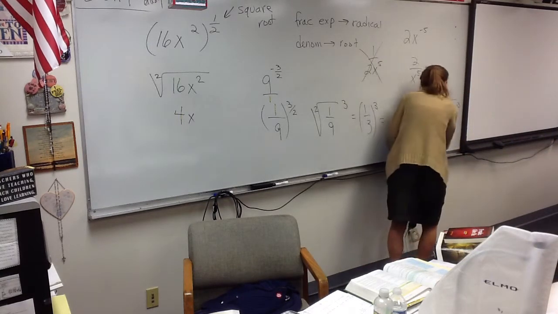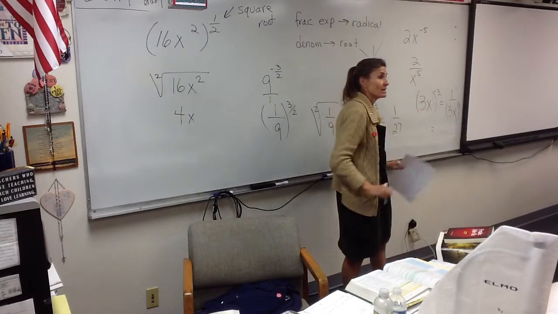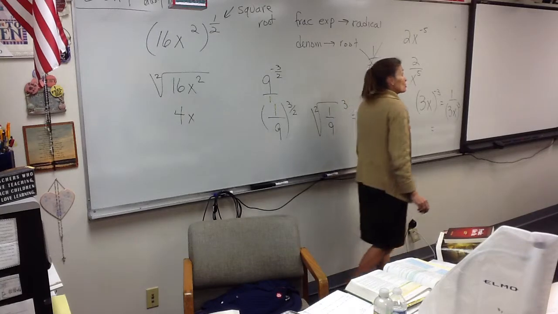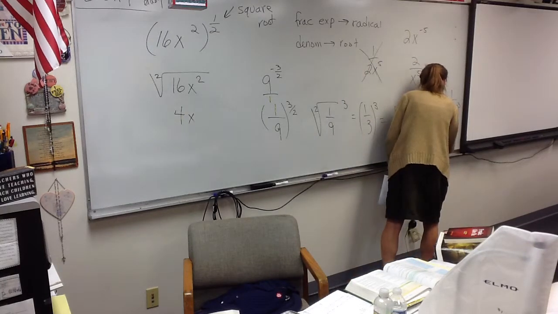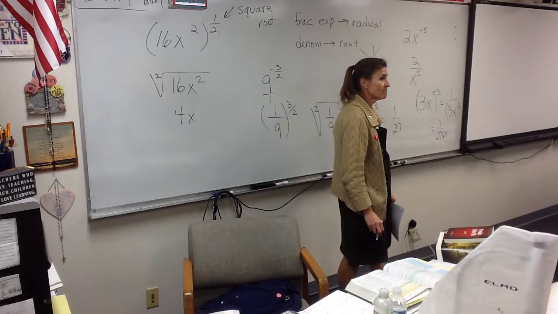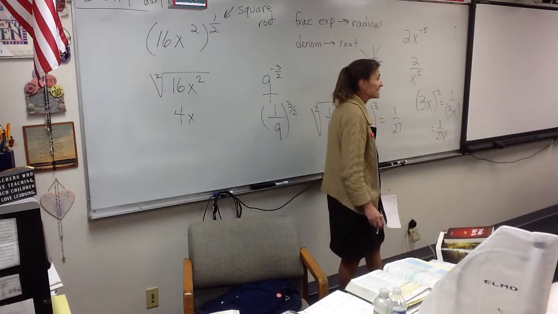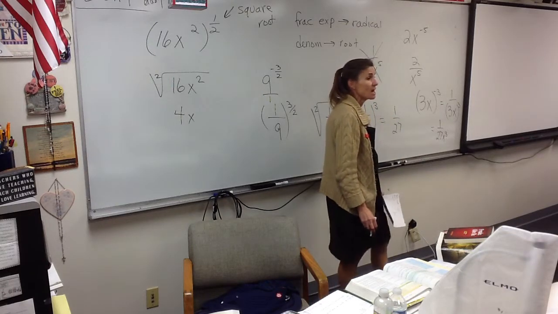Now let's finish it. What does 3x quantity cubed equal? 27x cubed. Why is that in the denominator again? Because it has a negative exponent. When things have negative exponents, they go to the denominator.